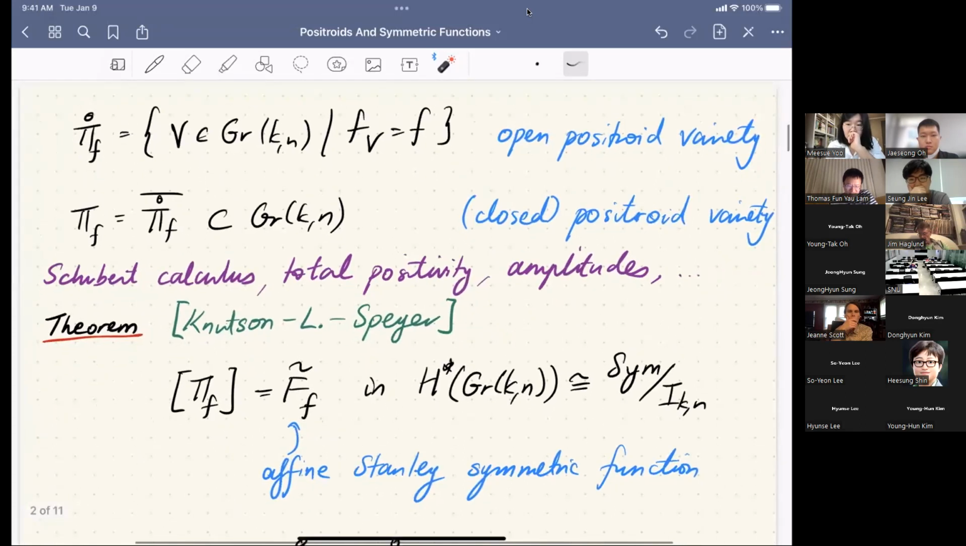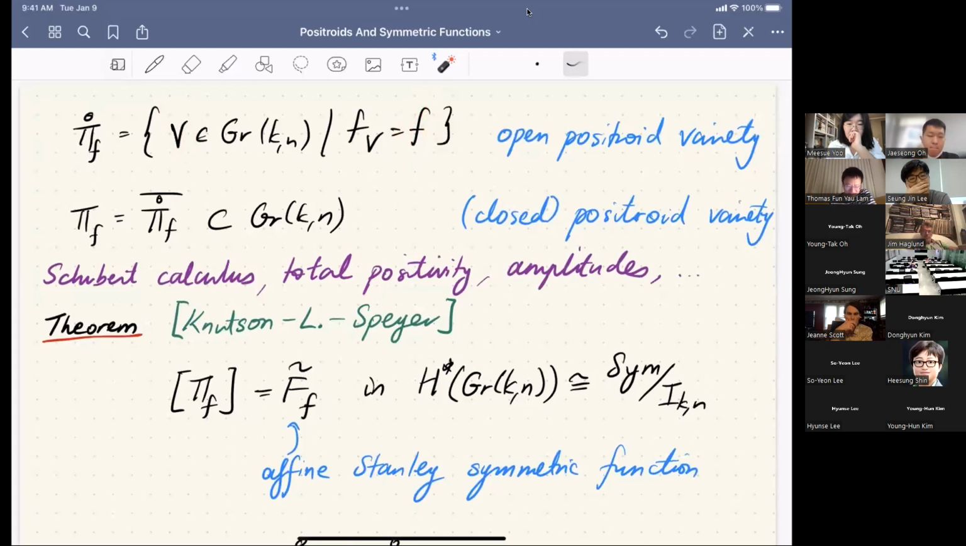Associated to such an f, where f is a banded affine permutation, there are two subvarieties of the Grassmannian that are potentially of interest. One is the open positroid variety, another one is the closed positroid variety. The open positroid variety is where you take all k by n matrices whose f is equal to a particular f.